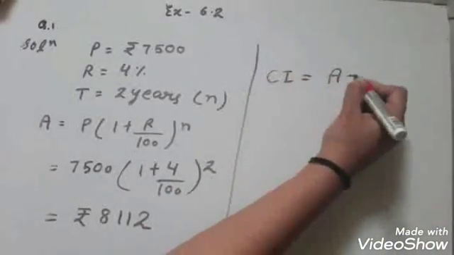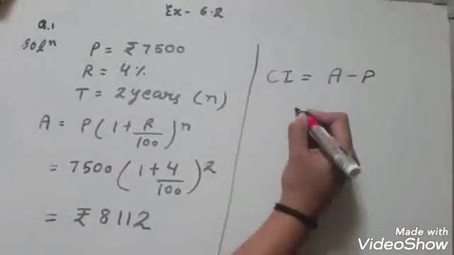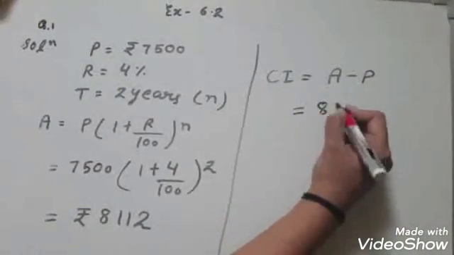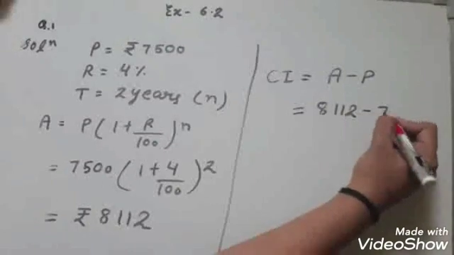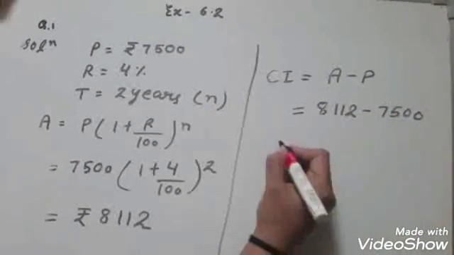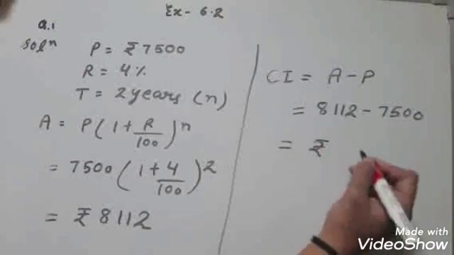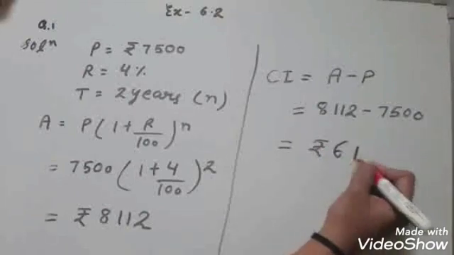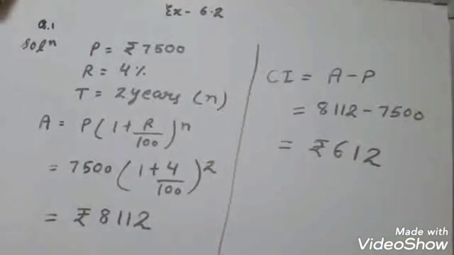Now we need to calculate compound interest. So for that we need to subtract principal from amount. So amount is 8,112 and principal is 7,500. So after subtracting, we will get rupees 612 as compound interest. So it is answer. Also you can use this formula for calculating compound interest.